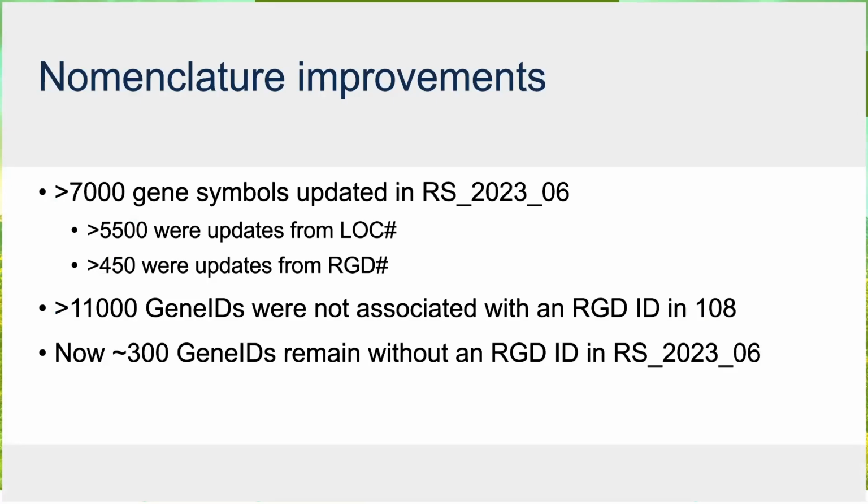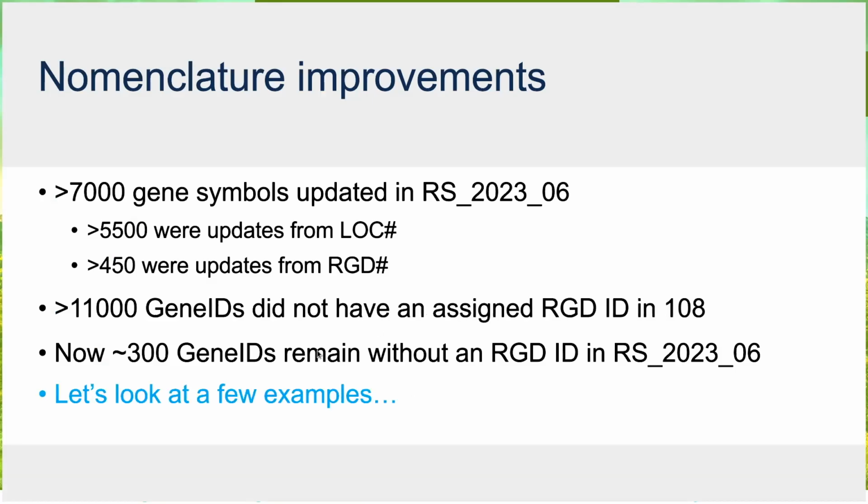Back in AR108, there were over 11,000 NCBI gene IDs that were not associated with an RGD identifier. But after the release of 108, the RefSeq team worked with folks at RGD, and now we have maybe about 300 gene IDs without the RGD identifier association. Okay. Let's look at a few examples.